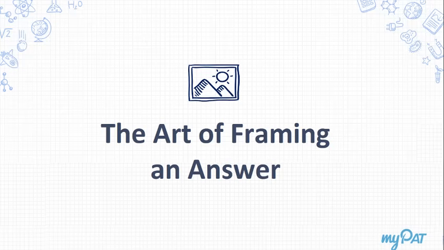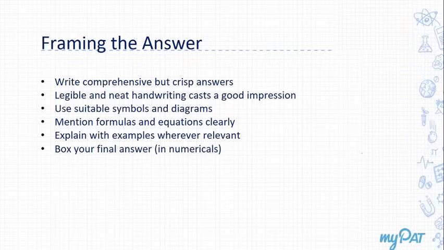Now, the art of framing an answer. How should you write the answer? Because even if you know the thing, if you are not representing it well, you will not fetch good marks. So what you should take care of while answering, say, a 3 marks question or a 5 marks question, is also important. You should write comprehensively, and all aspects of the problem which has been asked must be answered. But simultaneously, it should not be so comprehensive that it consumes a lot of time. Your answer should be comprehensive, but crisp as well.